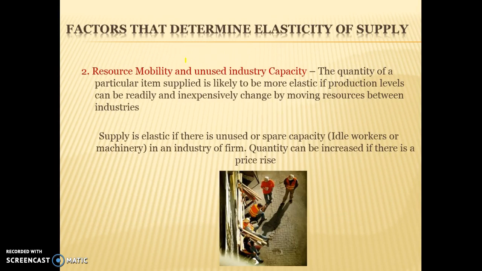So if we work in an industry where there are a lot of workers that aren't working to their full capacity, and a lot of machines that aren't working to their full capacity, they're just lying idle, then if suddenly the demand for a product increases, we can quickly supply more to the market because we have all this unused capacity. So that will have a more elastic supply curve. Quantity can be increased if there's a price rise.